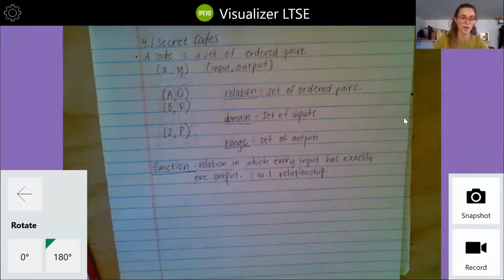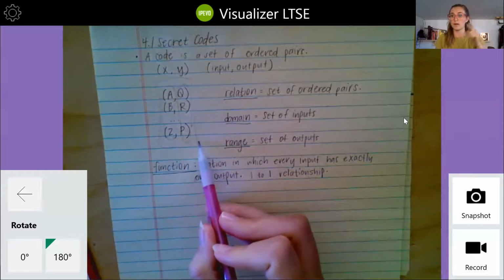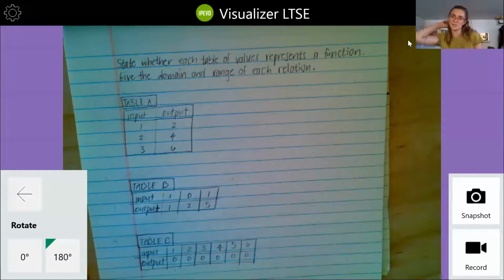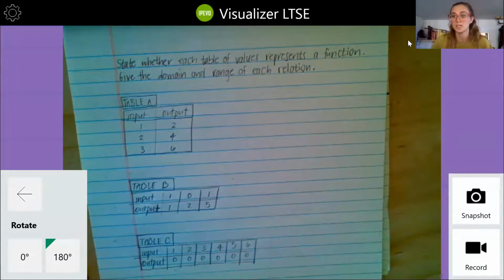So what we've looked at so far are relationships that dealt with inputs that were letters and outputs that were letters. We're now going to take a look at numbers, when the input is a number and the output is a number. Let me get this written down real quick and we'll be right back. Okay, so we're going to practice looking at some relations that have numbers as both the input and the output.